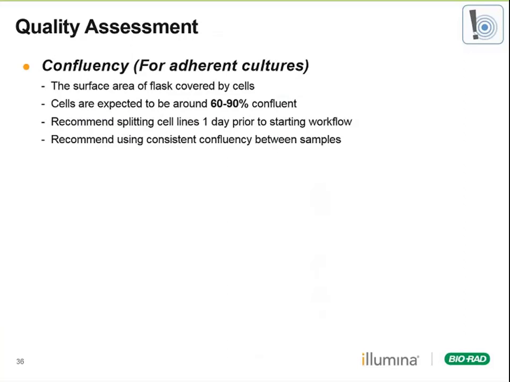First, we're always going to assess the quality of our culture conditions. Here I have some guidelines that are mostly for adherent cultures. Suspension cultures should be very easy to get into a single-cell suspension. You want to consider the confluency. This is the surface area of a flask or plate that is covered by cells. We recommend a confluency of about 60 to 90% for common cell lines.